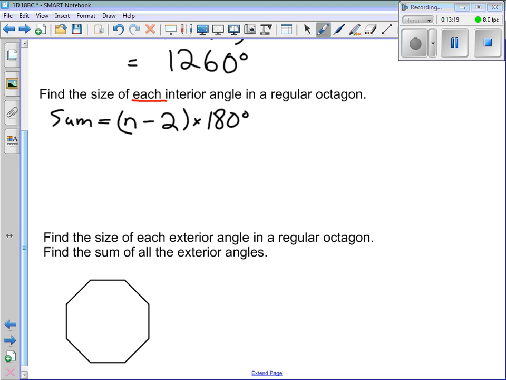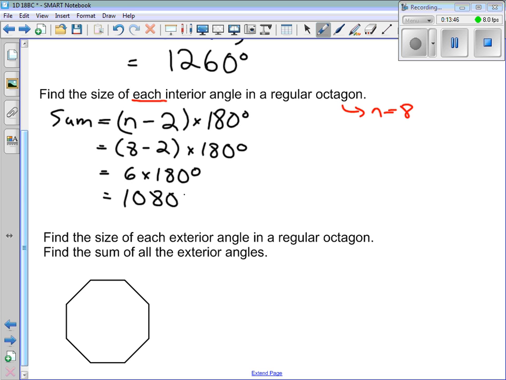If we're working with an octagon, n is always the number of sides. How many sides do we have here, Andrew? 8 sides. So let's put this in here. We're going to have 8 minus 2 times 180, 6 times 180 degrees. Punch this into our calculator. 6 times 180 gives us 1080 degrees.